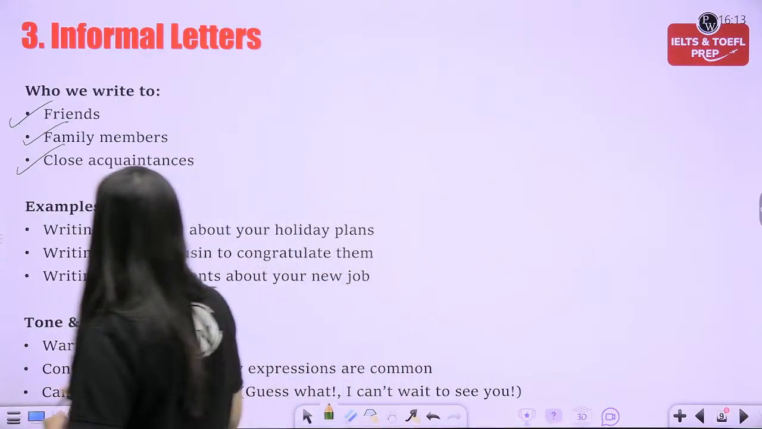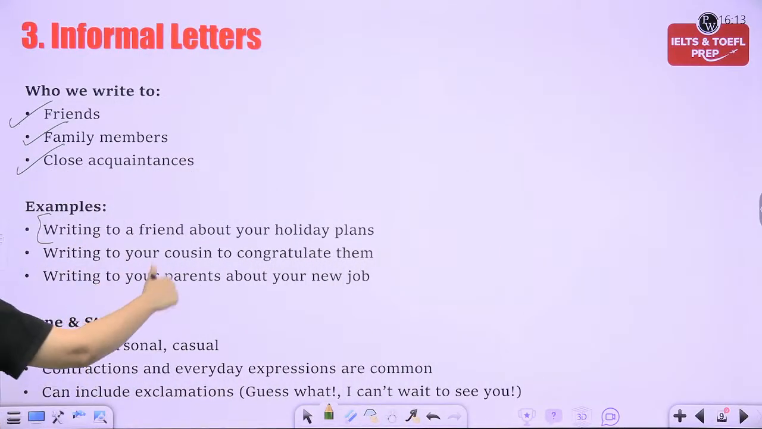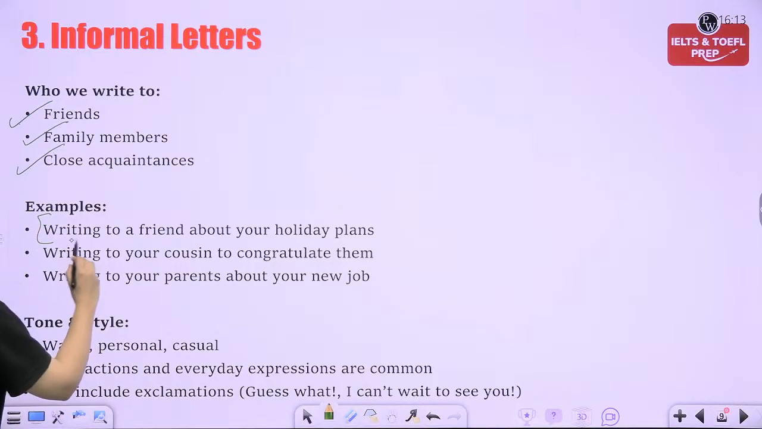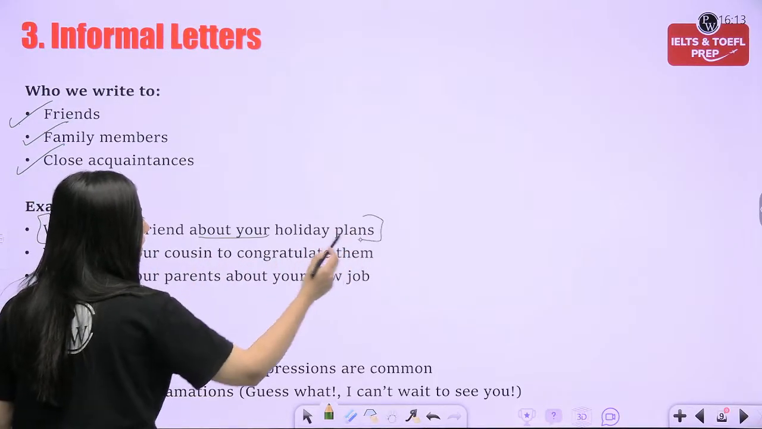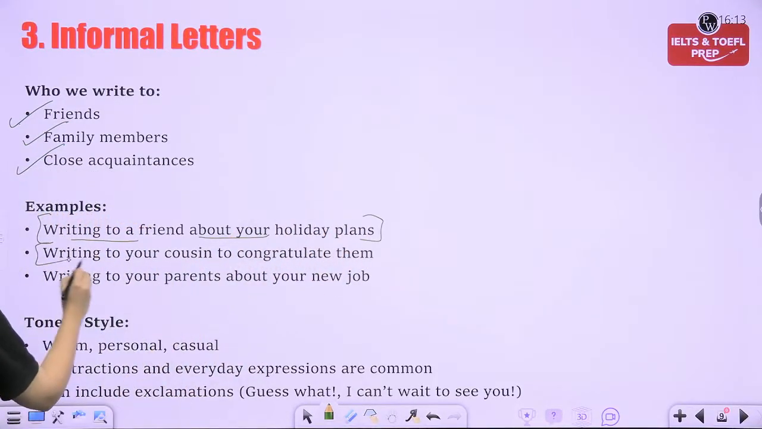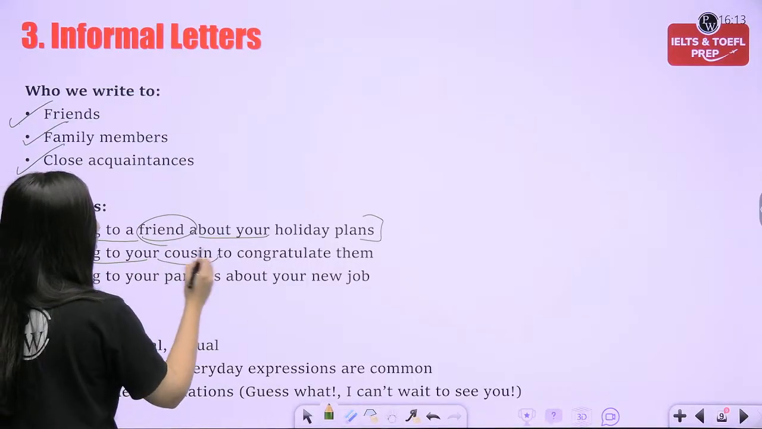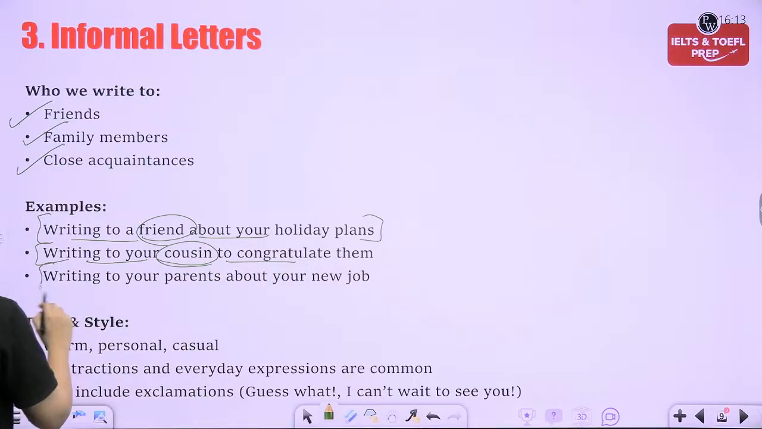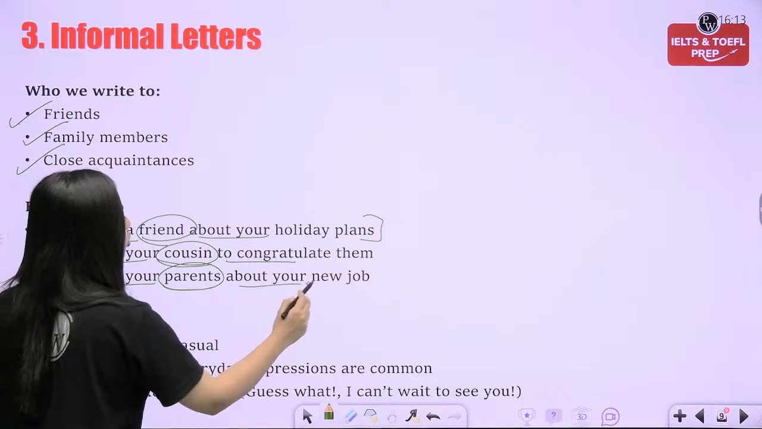Now, examples can be the questions example. These are your questions example. Writing to a friend about your holiday plans can be an informal letter. Writing to your cousin to congratulate them. Writing to your parents about your new job, right?